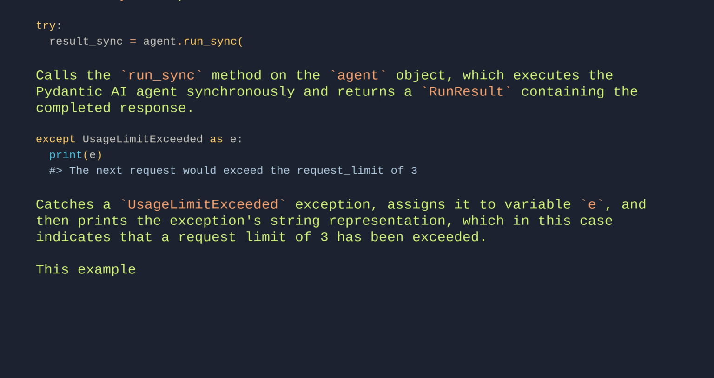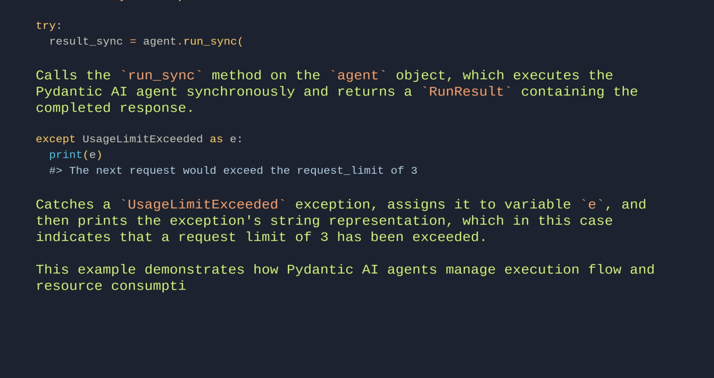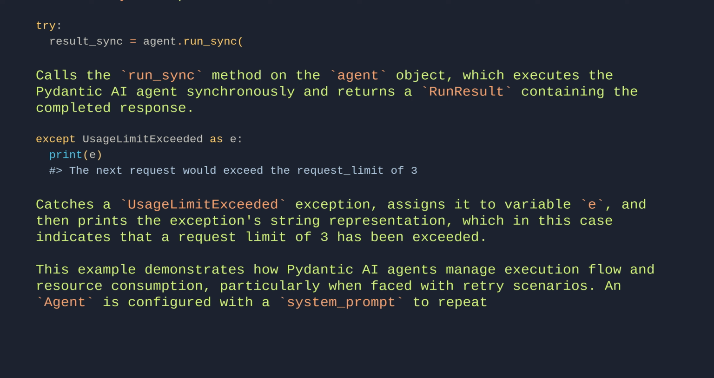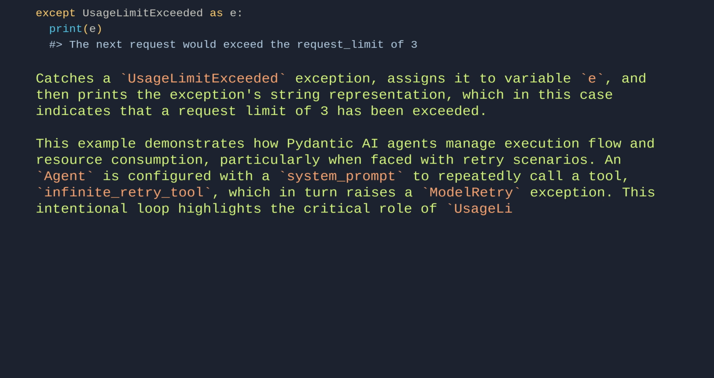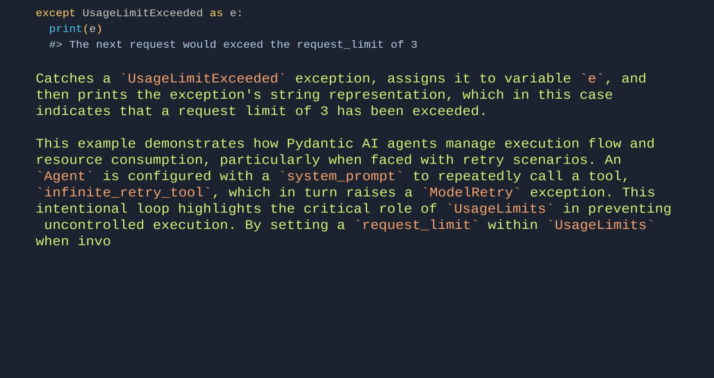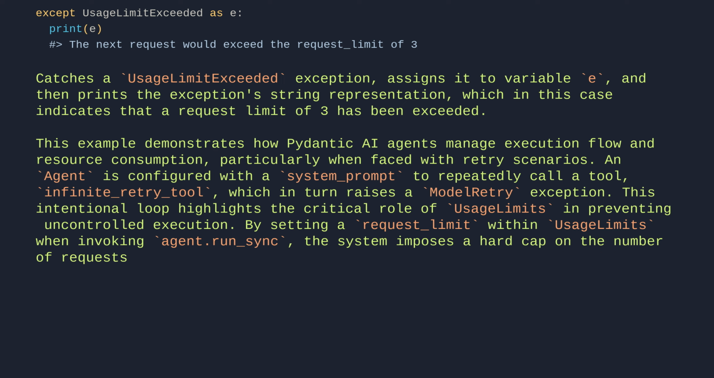This example demonstrates how Pydantic AI agents manage execution flow and resource consumption, particularly when faced with retry scenarios. An agent is configured with a system prompt to repeatedly call a tool, infinite_retry_tool, which in turn raises a ModelRetry exception. This intentional loop highlights the critical role of usage limits in preventing uncontrolled execution. By setting a request limit within UsageLimits when invoking agent.run_sync, the system imposes a hard cap on the number of requests the agent can make.